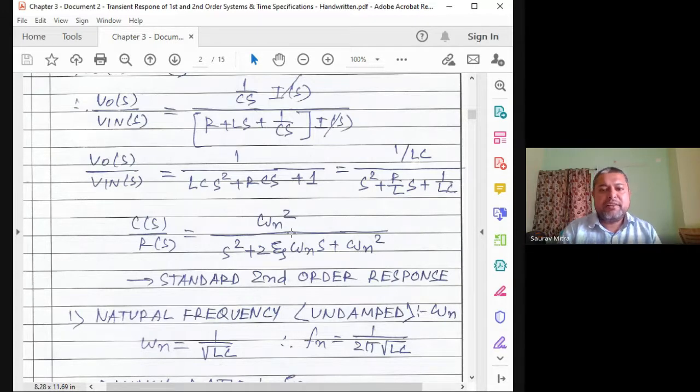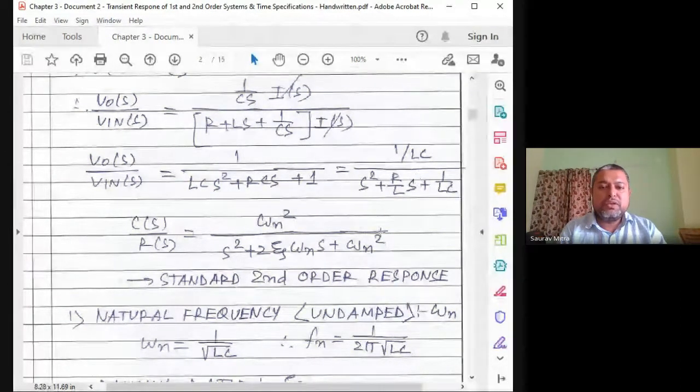So what is omega n? We can find out by comparing this transfer function with this transfer function. Comparing the S terms, R by L is equal to 2 zeta omega n. And finally, 1 by LC is equal to omega n square. That means omega n is equal to 1 by root LC. So you have to compare these two. What you are finding is omega n equal to 1 by root LC, and in the numerator also you are finding the same thing, omega n equal to 1 by root LC.